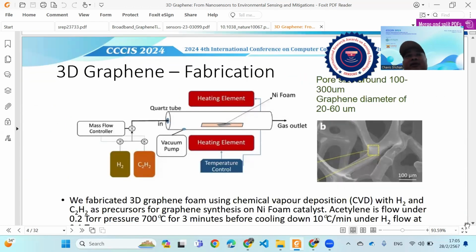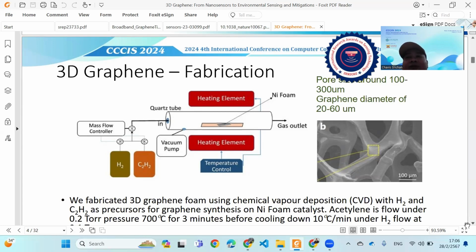But what can we utilize further for graphene? If you have the flat one, the surface of the graphene will be too small. Then we can make a three-dimensional structure of graphene. In order to do so, we use nickel foam as the catalyst, let acetylene gas flow inside, heat it up to 700 Celsius, and then cool it down quickly.